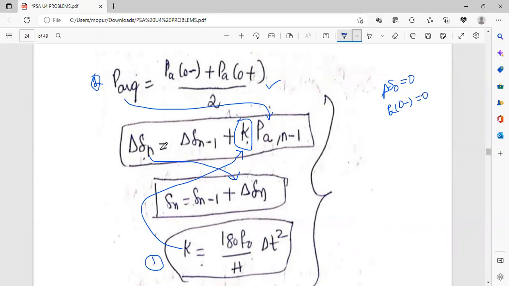So now you will get del n after finding del n. This is the third step. Find the value of del n. And then you can substitute del n here. This is the fourth step.